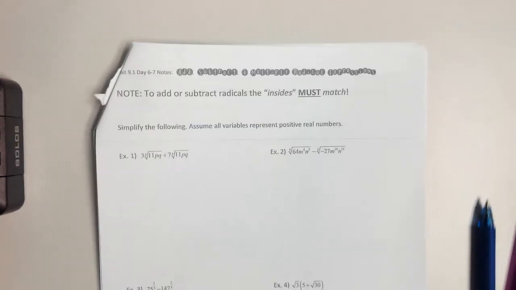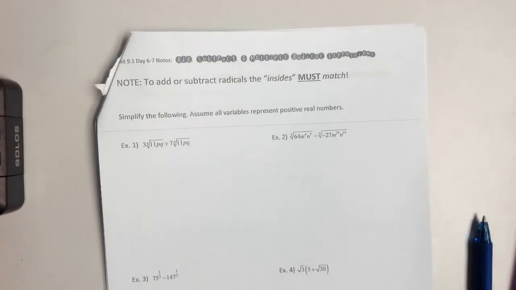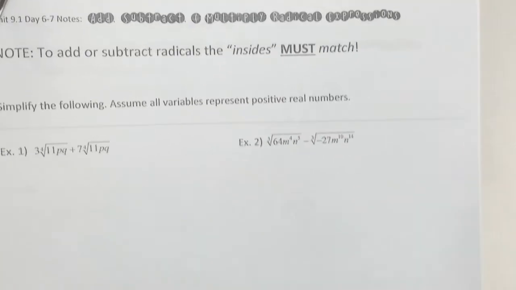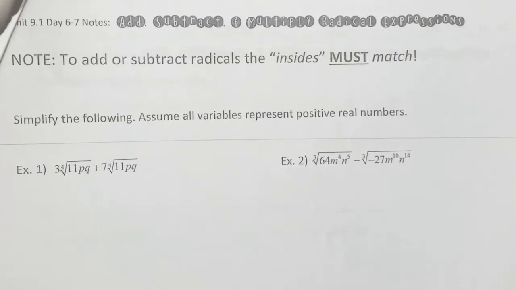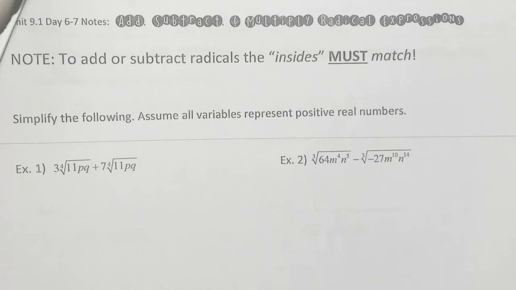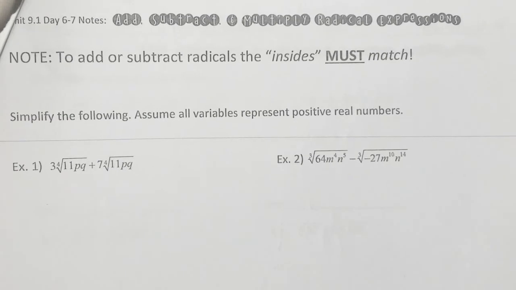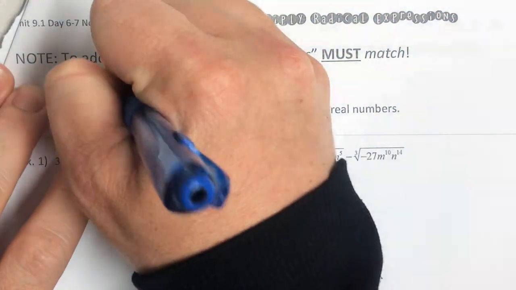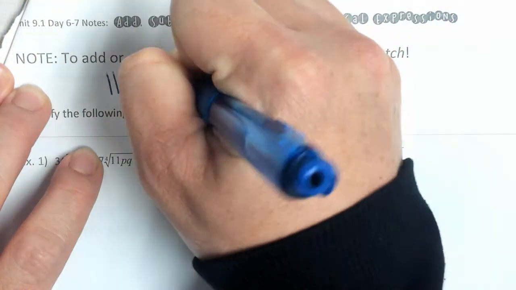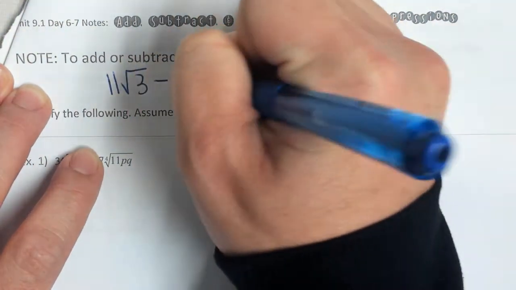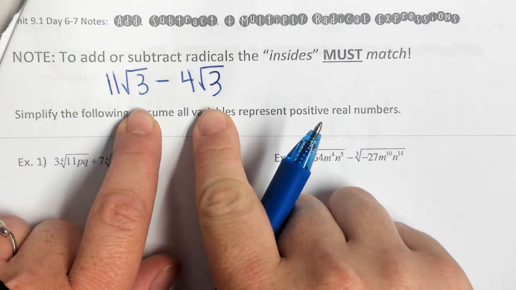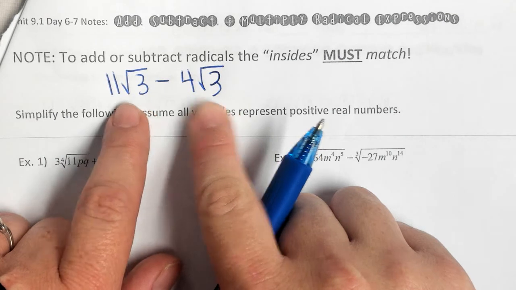Adding and subtracting and multiplying radical expressions. Okay, so one thing I want you to know is when we're adding and subtracting radicals, the inside must match. So the radical has to match. So if it's a square root, the other one has to be a square root, and the inside has to match. For example, if you have 11 square root of 3 minus 4 square root of 3, that's a 3. Okay? Do they match? They both have a square root with a 3, so they match.